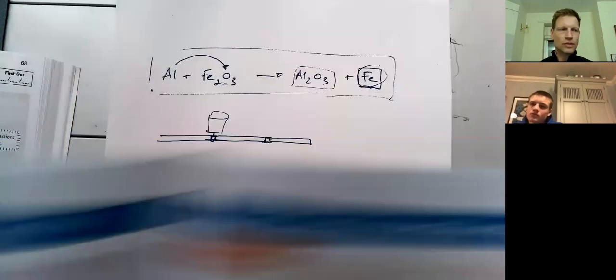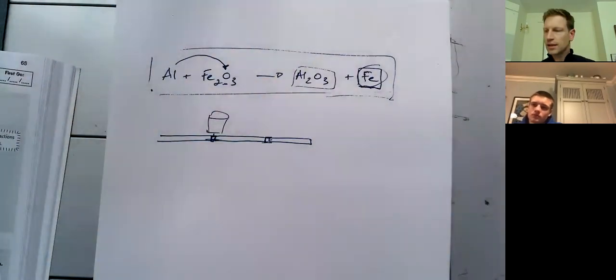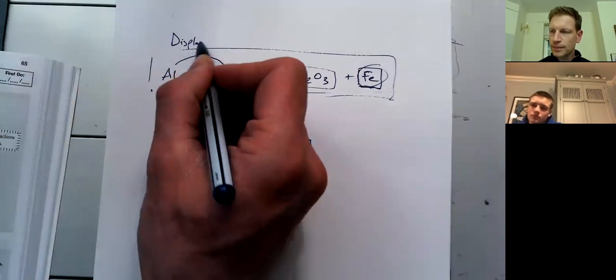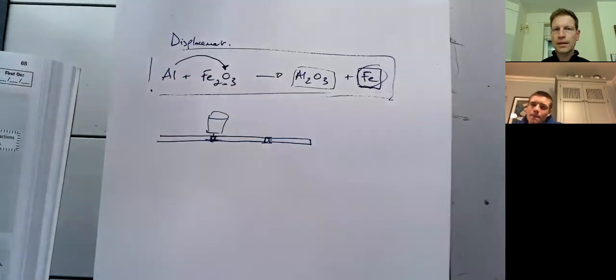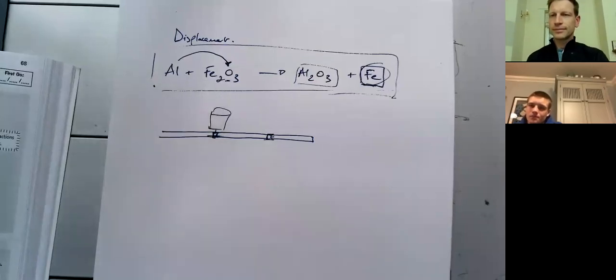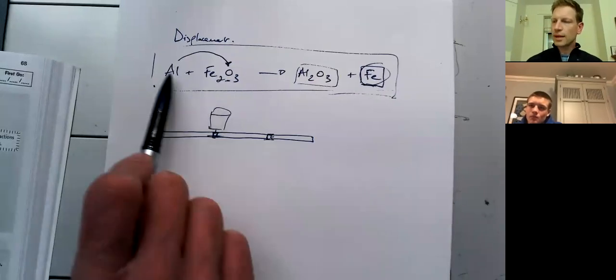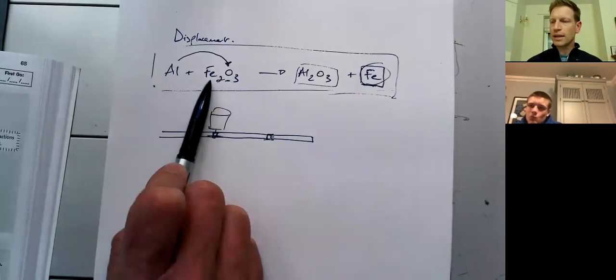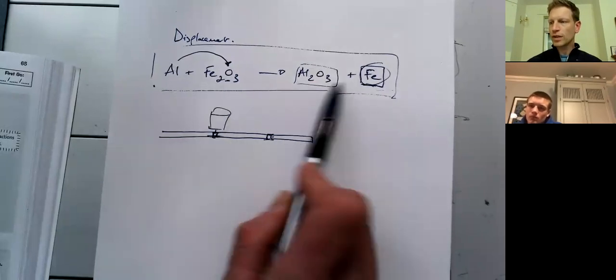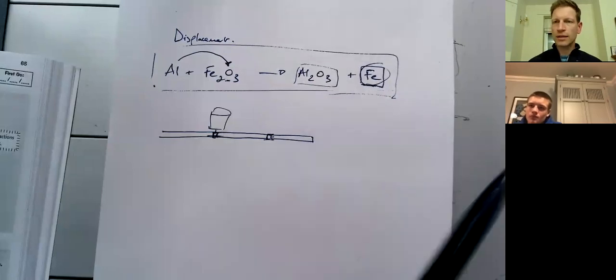And if you've got two metals with different reactivity, they can displace each other. Do you remember displacement? Yeah. So if you've got a more reactive metal, it can displace the less reactive metal from its compound. And then that forms a compound and leaves the less reactive metal on its own.